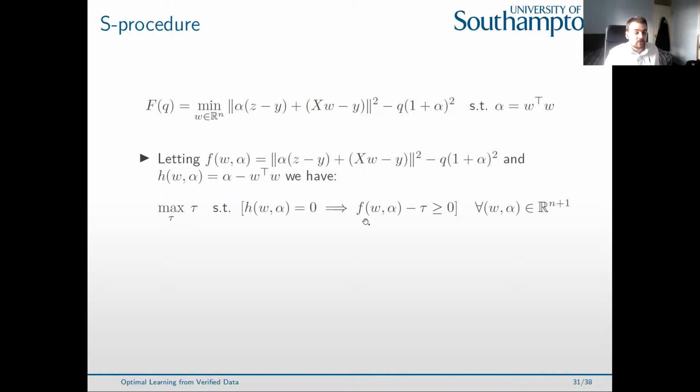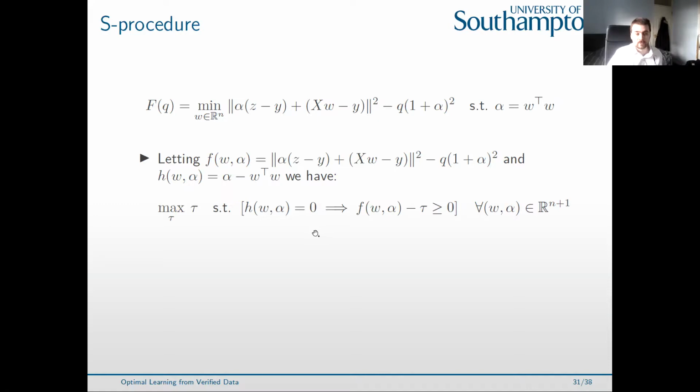When you think about this optimization problem, what it's saying is that the optimal value you can set tau to is the minimum of F(W, alpha) over all the (W, alpha) such that H(W, alpha) is equal to 0. So you can intuitively see that the optimal value for tau is the minimum of this F function, because of this constraint which restricts you to the feasible set.